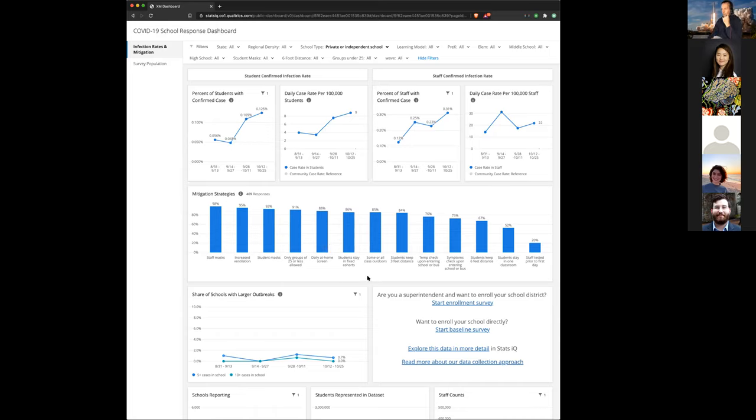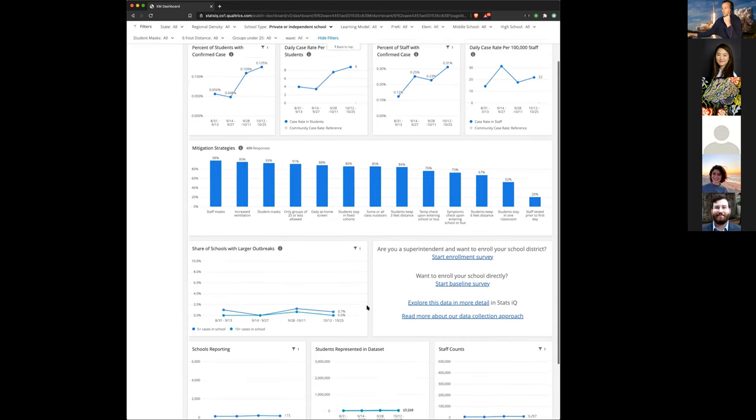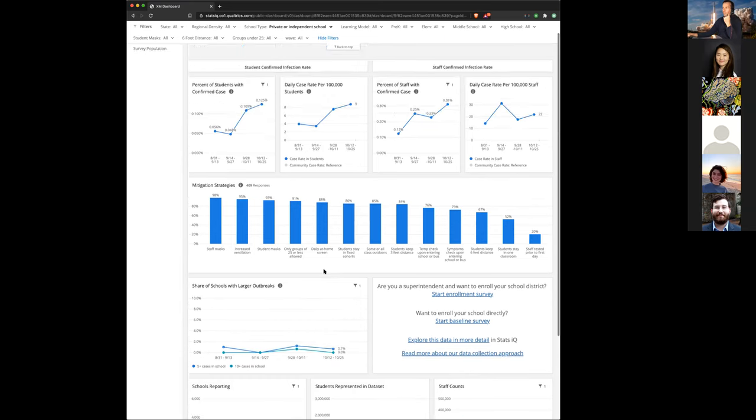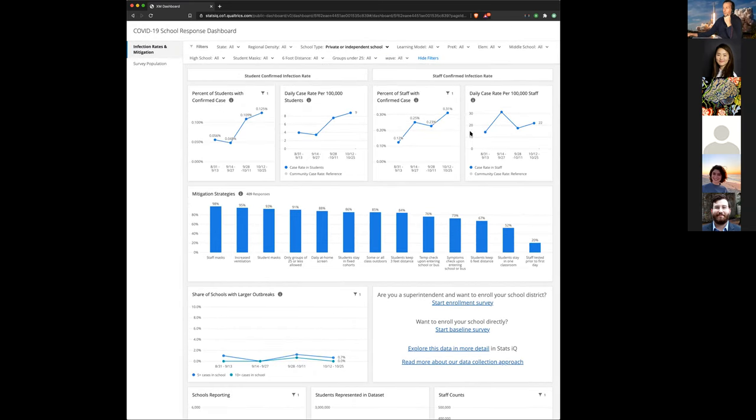But that's basically self-reporting. It's not like you have to go to an app and fill it out. It's just if you have symptoms or anybody in the household has symptoms, you're supposed to report them and not send your kids to school and so on. And you have share of schools with large outbreaks. But this is sort of live data to show you what's happening in all these schools in the United States.